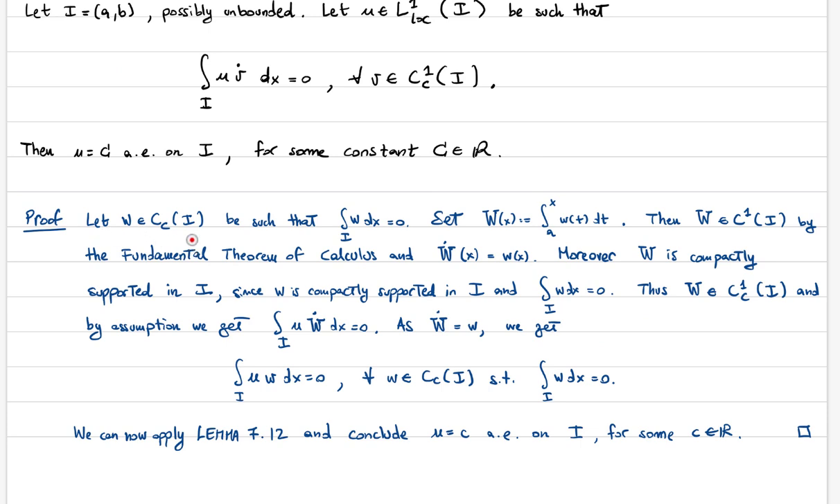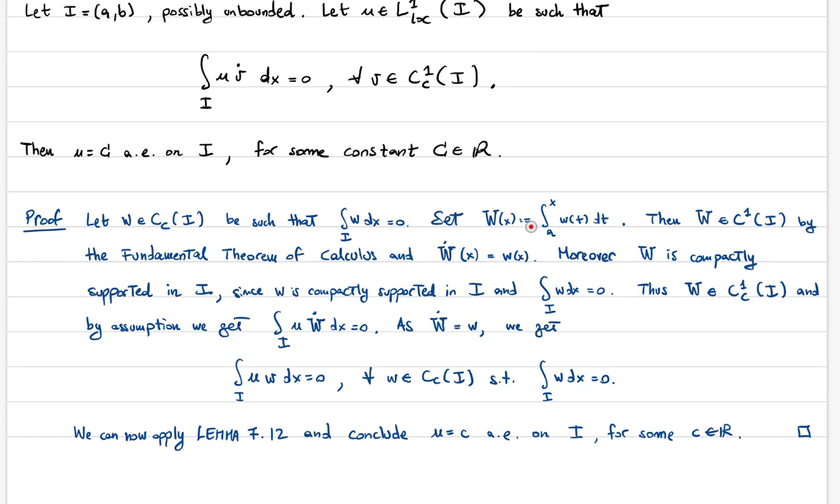Proof. Let w be continuous and compactly supported on I, such that w has zero average. Then define the primitive of w like this: capital W of x is the integral from a to x of w(t) dt. Since w is continuous, then capital W is C1 by the fundamental theorem of calculus, and the derivative of capital W is equal to small w for each x. Moreover, capital W is compactly supported on I, because if you take x close to a, since small w is compactly supported, then the interval from a to a plus epsilon, for example, doesn't intersect the support of w, and so the integral is zero.